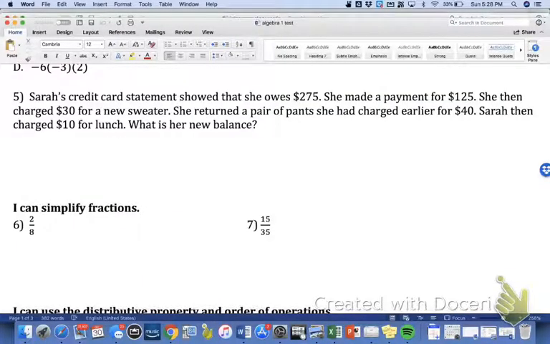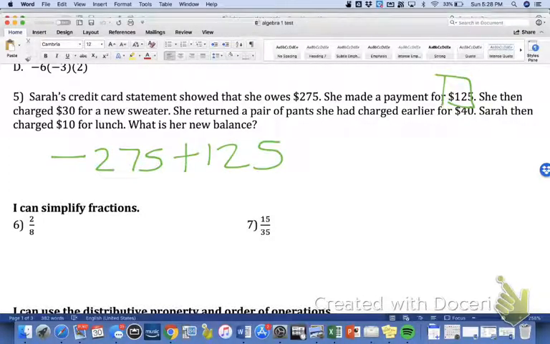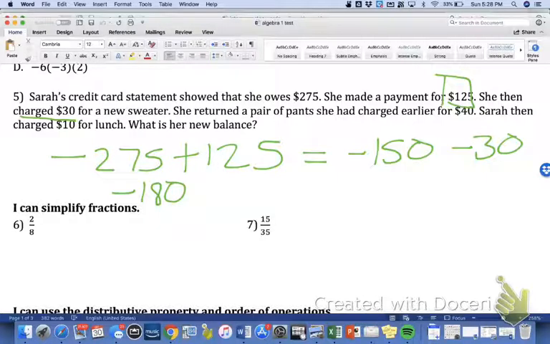This section, so Sarah's credit card statement shows that she owes $275. So that's minus $275. She made a payment for $125, so that means that she paid off some of it. So now her new balance, she only owes $150. Then she charged $30 for a new sweater, which means now she's down another $30. So that is a total of negative $180 that she has on her credit card.